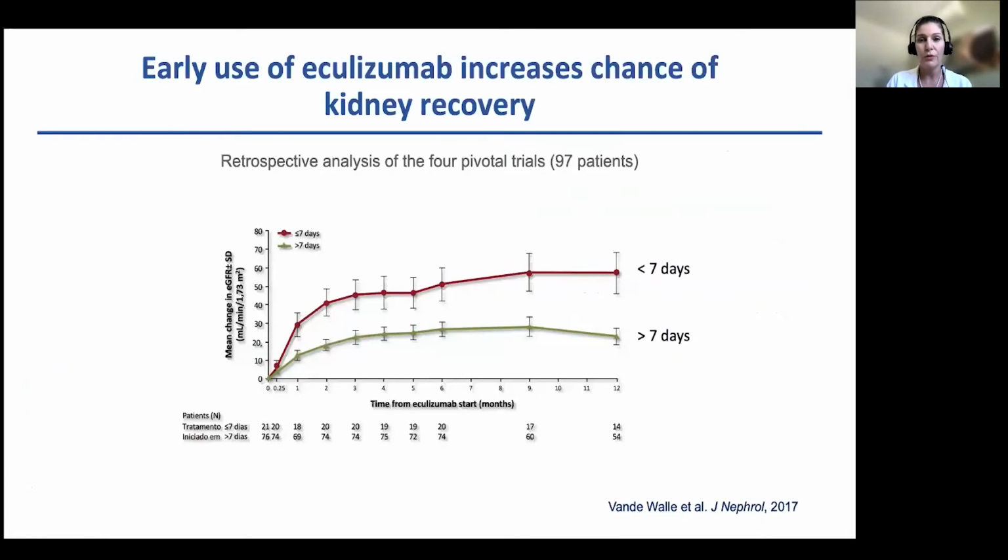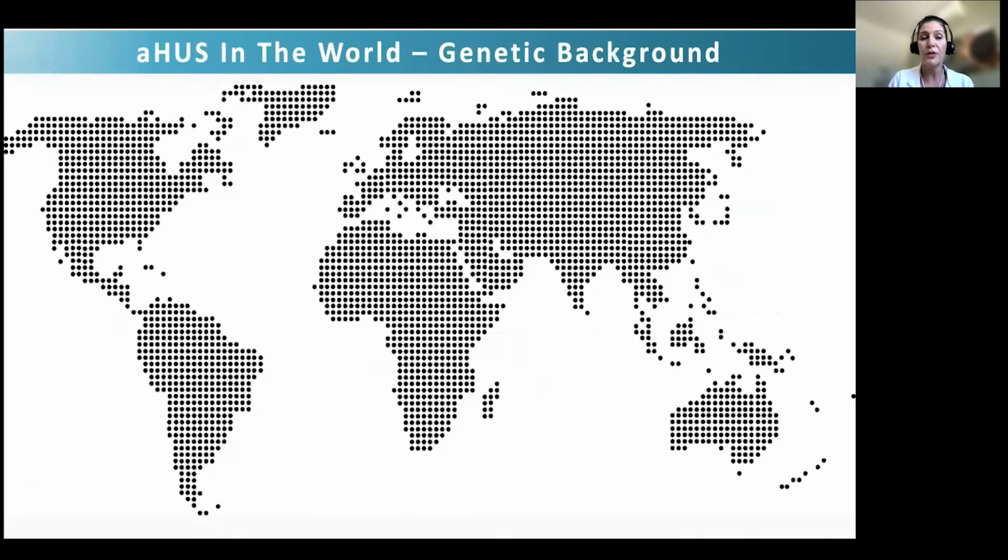We know from pivotal trials that the earlier you use complement blockade, so the earlier you think aHUS, the better, especially for the kidney recovery. Nevertheless, it's very important for us to understand that even if you use it late, we have seen patients that have recovered the kidney significantly despite using it in a longer period, because it's not easy to come to the diagnosis, because there is no gold standard test for atypical HUS.